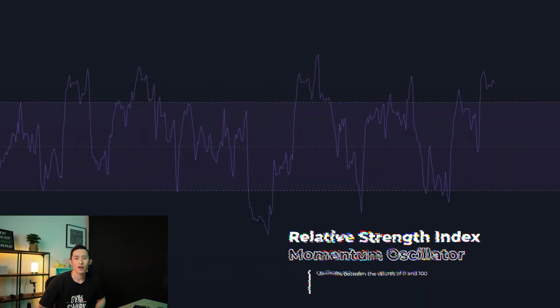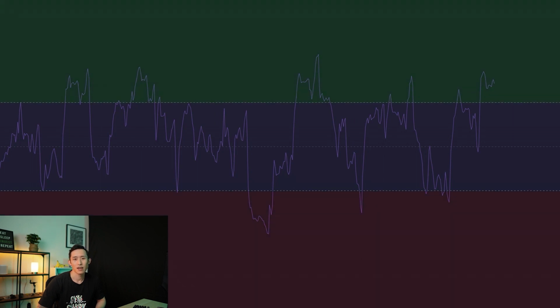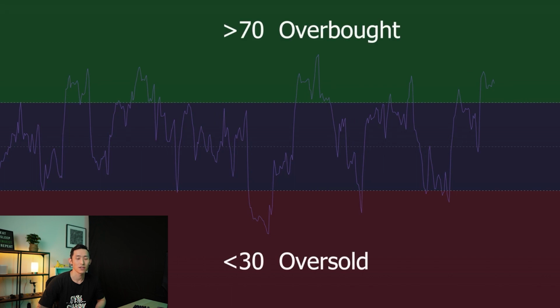Okay, so what is the RSI indicator? The RSI, or Relative Strength Index, is a momentum oscillator. Basically, it shows you the speed at which price changes to give you an indication of whether it's overbought or oversold. Now, it oscillates between the values of 0 and 100, and traditionally, a value that's over 70 is classified as overbought, whereas a reading below 30 is classified as oversold.